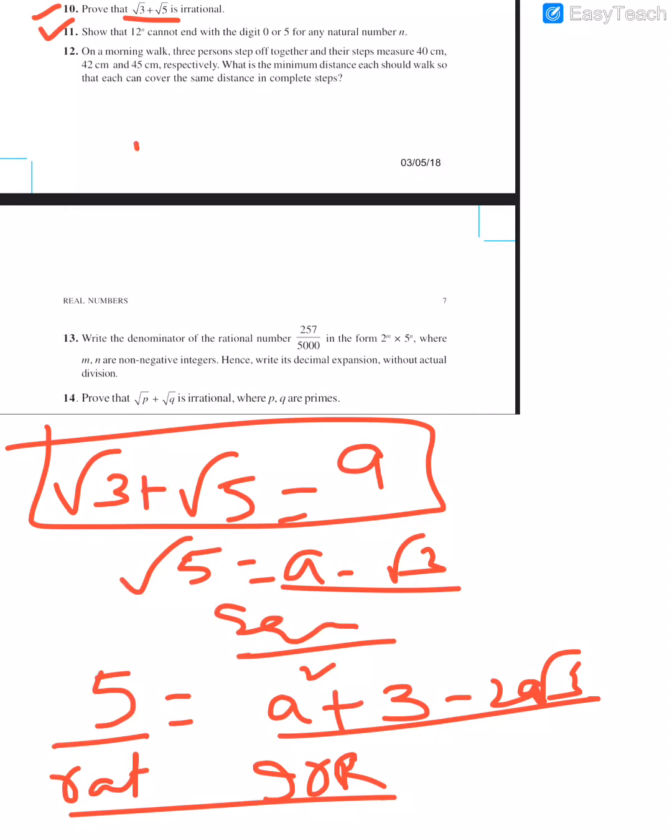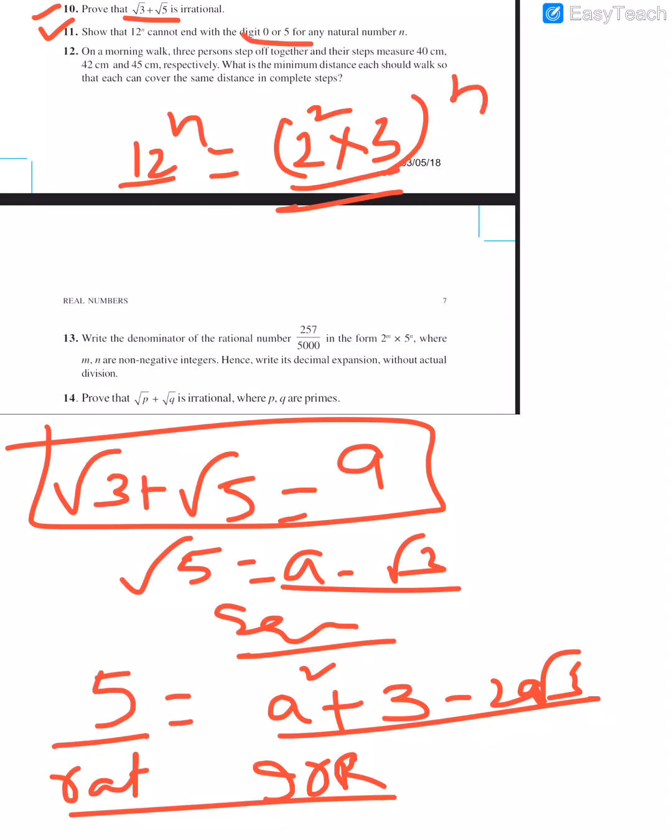And coming to the next question, 12 power n. What is the prime factorization of 12? 2 6s, again 2 3s, so 2 square into 3 whole power n. If a number ends with 0 or 5, its prime factorization should have 5, but here there is no 5, so 12 power n cannot end with 0 or 5. And coming to the next question on morning walk, 3 steps. These questions always are LCM. Just find out the LCM of all the 3 numbers. Now here write the denominator. Let us see the last 2 questions in the next page.